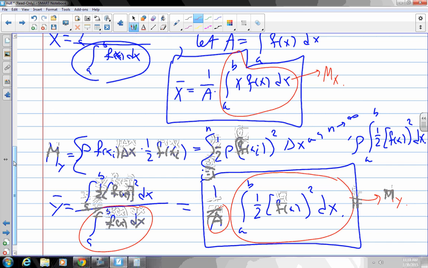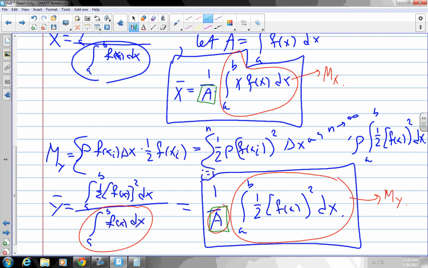So these are our formulas. Both formulas have this part, 1 over A, so we do need to know the area under the curve. We'll do this in 3 stages. We'll compute the area under the curve and set that aside. Then we'll compute this integral and divide by the area under the curve, and then we'll compute that integral and divide by the area under the curve. So we'll do it in 3 steps.